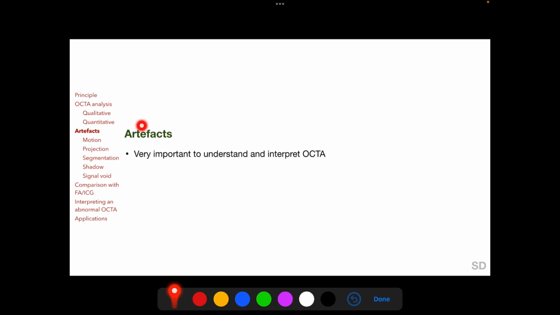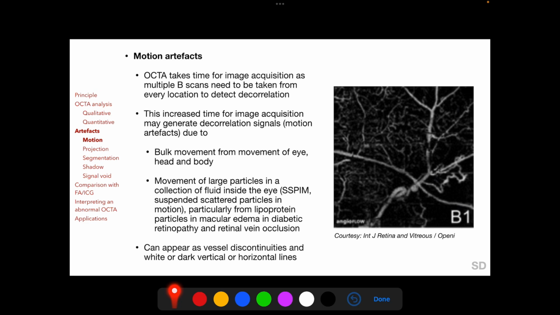Artifacts which may potentially occur in OCTA images are very important to understand and interpret OCTA. Motion artifacts occur because OCTA takes time for image acquisition, as multiple B scans need to be taken from every location, and this increased time for image acquisition may generate decorrelation signals called motion artifacts due to bulk movement of the eye during image acquisition from movement of the eye, head or the body, and movement of large particles in collections of fluid inside the eye, such as lipoprotein particles in macular edema.